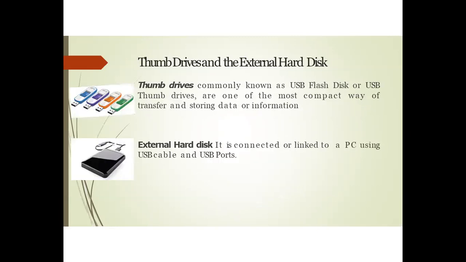We have also the thumb drives and the external hard disk. Thumb drives, commonly known as the USB flash disk, USB, or flash drive, are one of the most compact ways of transferring and storing data or information. Then we have also the external hard disk. It is connected or linked to a computer using a USB cable and the USB port.